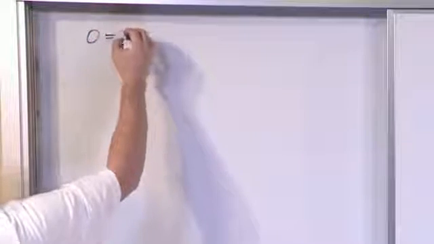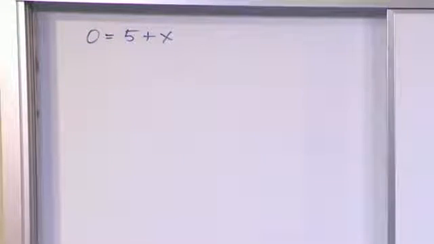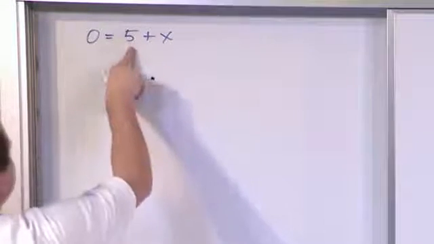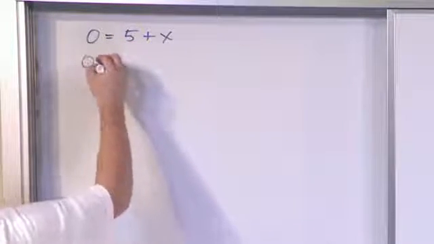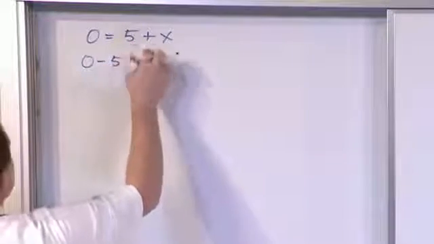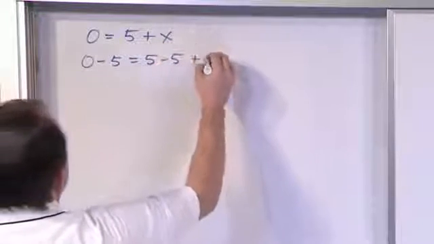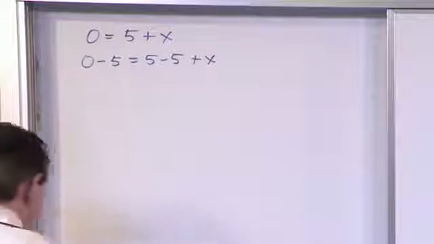All right, for our next problem, we have 0 is equal to 5 plus x. So it looks really simple. X is on the right-hand side. How do we solve it? We want to get rid of this 5. This is a positive 5, so we have to subtract 5. So on the left, we're going to subtract 5, and on the right, we're going to subtract 5. So we subtract 5 from the right, we subtract 5 from the left.